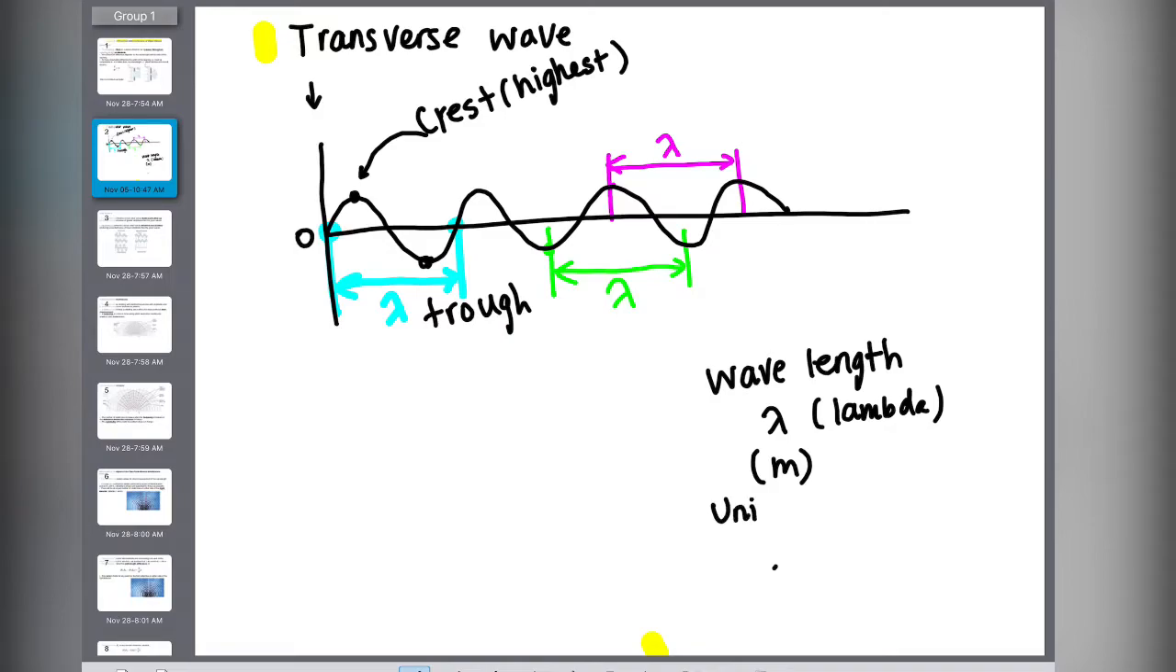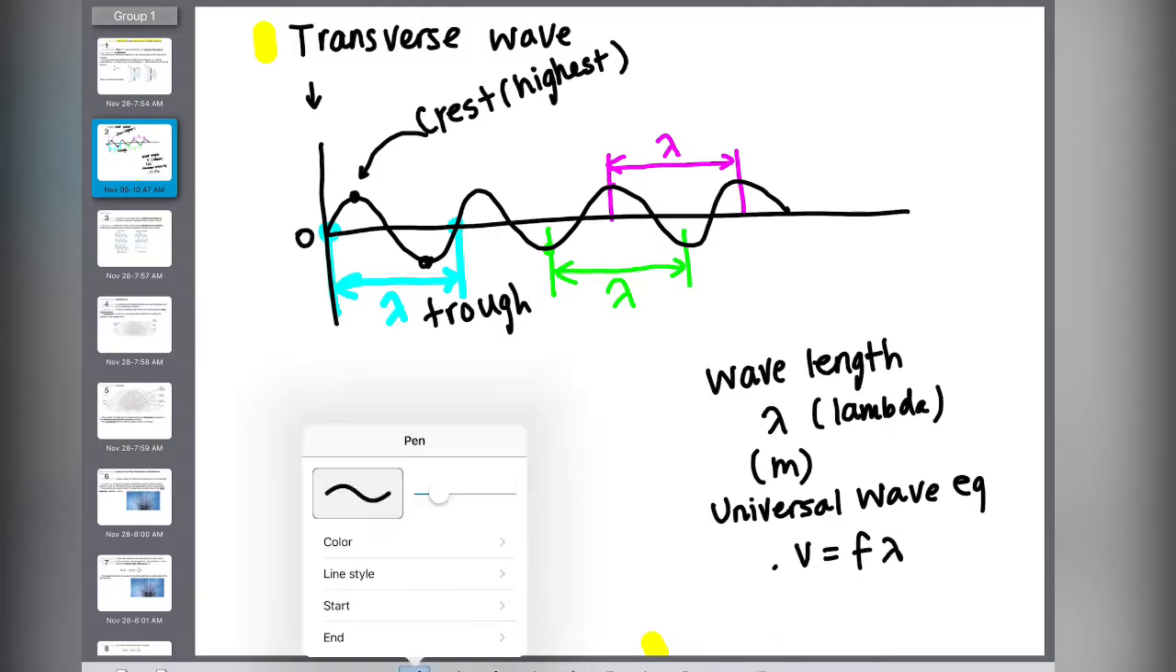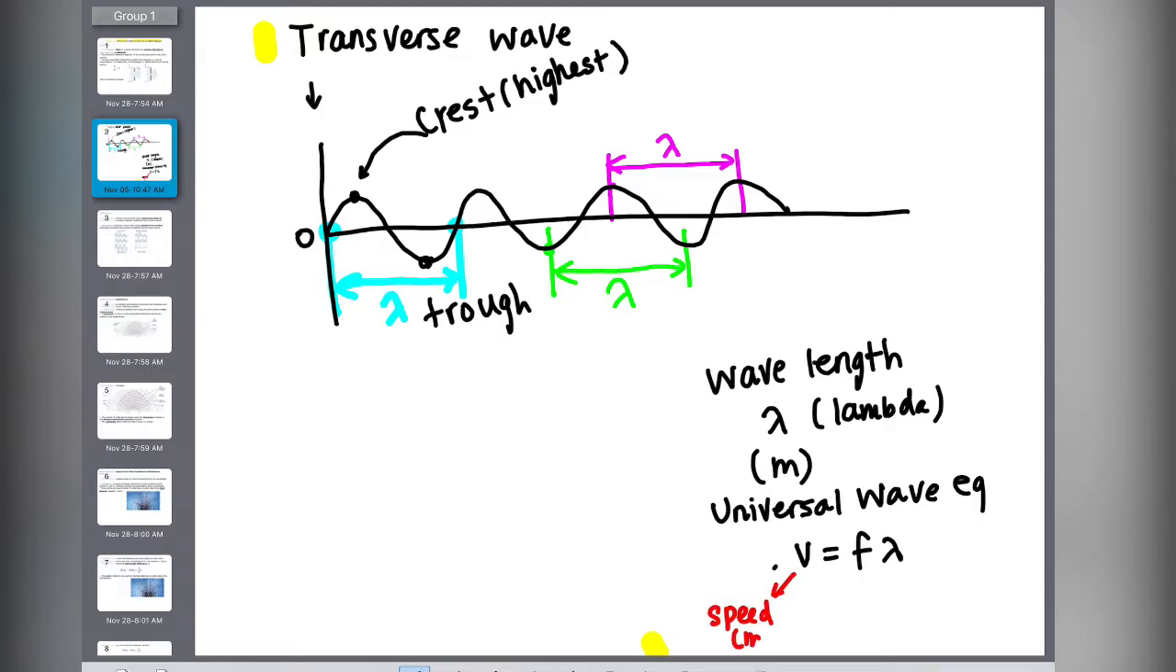There's another review called the universal wave equation, which you will also need to know. V equals f lambda. V stands for the speed of the wave, how fast the wave is moving. The speed is measured in meters per second. F is for frequency.